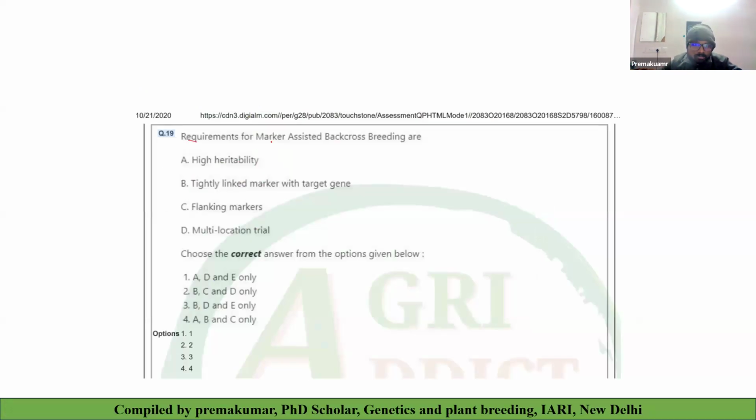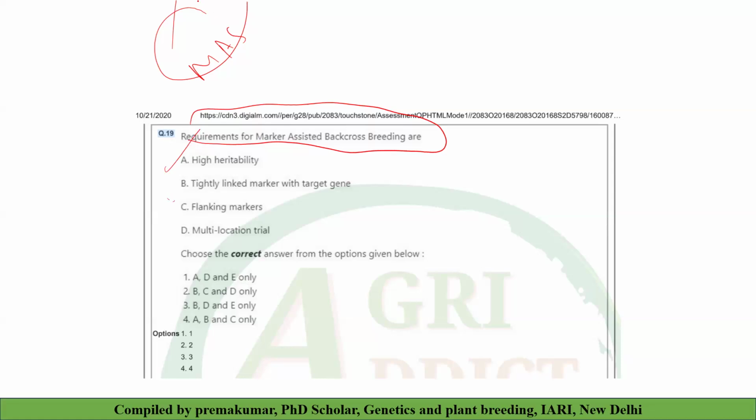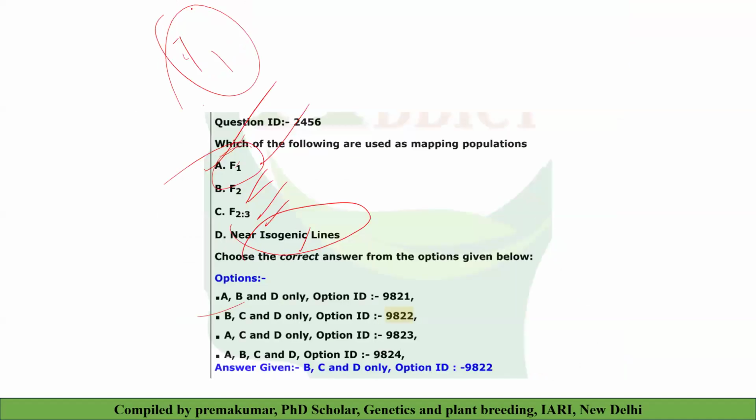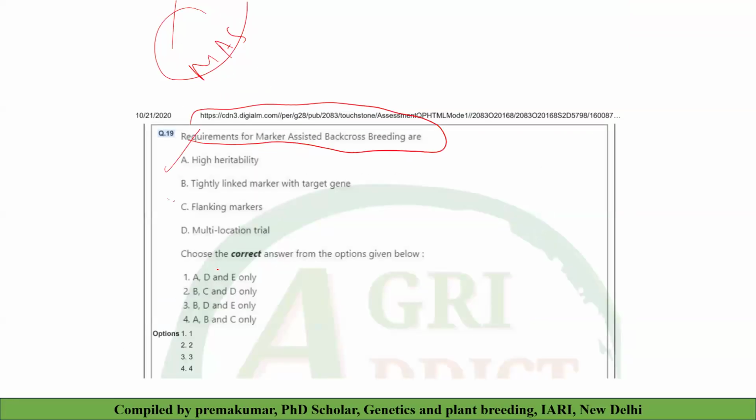Then the requirement of marker-assisted backcross breeding. I discussed MAS, similar points. Higher heritability, B right? And C definitely comes, sir, and A, I don't know, sir. But options B and C are correct, sir. Not this question, sir, the next one, sir. Backcross. Oh, you told, I was discussing. I was confused whether you were telling about that.